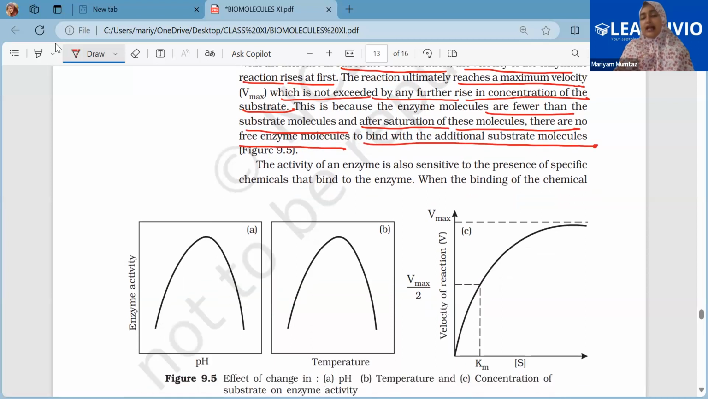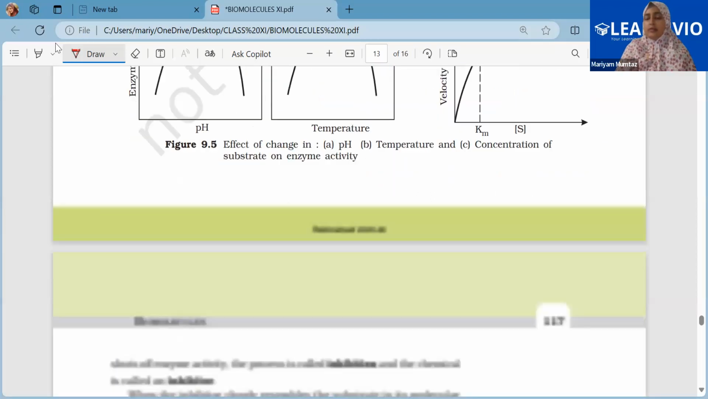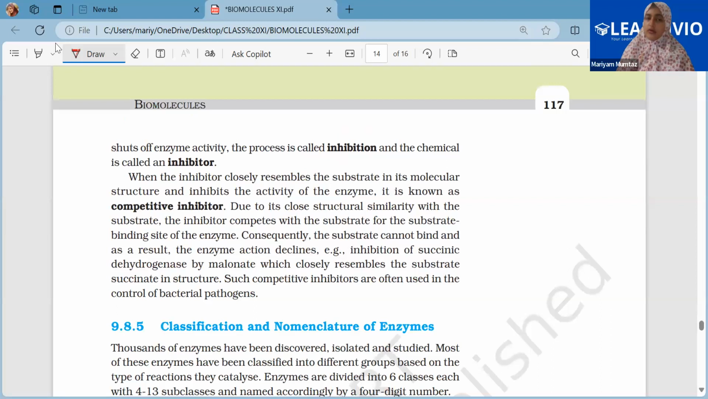The activity of an enzyme is also sensitive to the presence of specific chemicals that bind to the enzyme. When the binding of the chemical shuts off the enzyme activity, the process is known as inhibition and the chemical is known as the inhibitor. There is a chemical that, when it binds to the enzyme, will look like a substrate, but it will not be a substrate, and the reaction will stop or get inhibited. So this process is inhibition and the chemical that is causing it is an inhibitor.